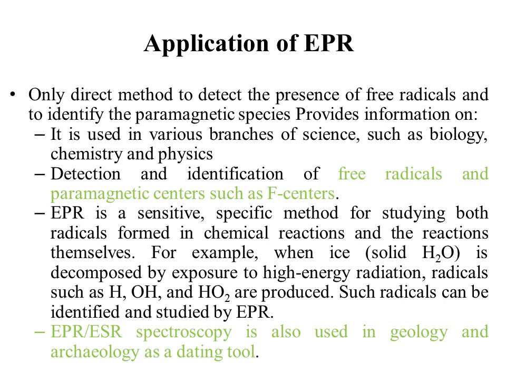EPR spectrometry is used in various branches of science such as biology, chemistry, and physics. EPR is used for the detection and identification of free radicals and paramagnetic centers such as F centers. EPR is a sensitive, specific method for studying both radicals formed in chemical reactions and the reactions themselves.